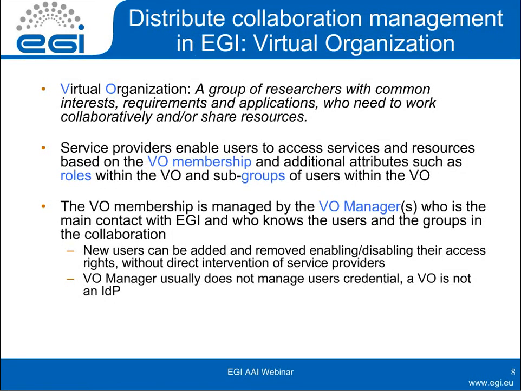So, as I said in the previous slide, the distributed collaboration management is implemented in EGI through the virtual organization. What is a virtual organization? It is a research community, let's say, a group of researchers with common interests, meaning most probably also working on similar research topics. But more important from a service provider standpoint, they have similar requirements, common requirements, common use cases, common applications that can be implemented and deployed in the infrastructure.